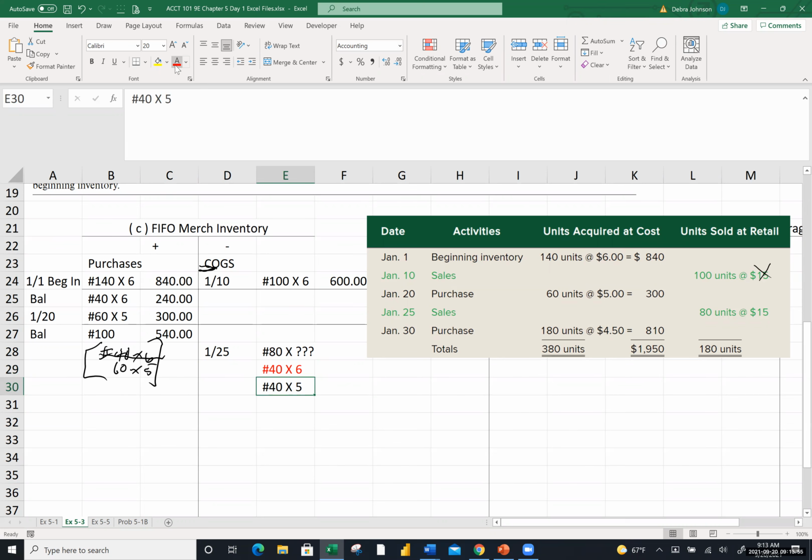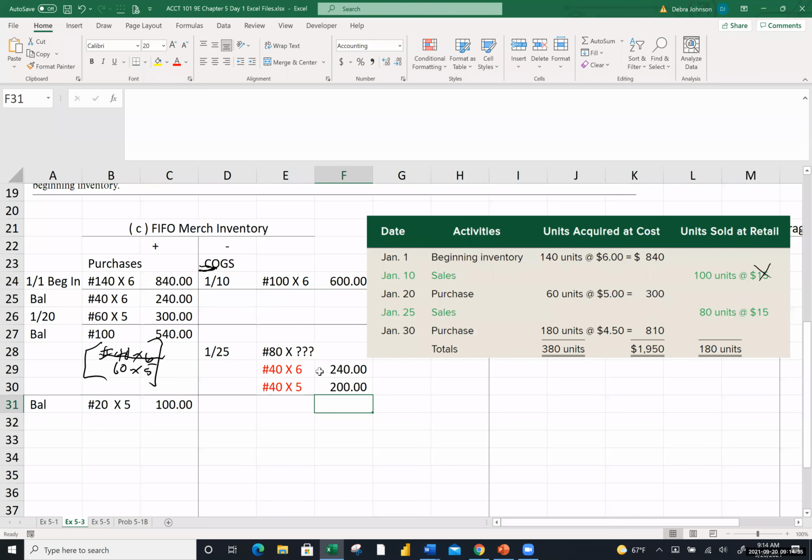Okay, so before I even do that math, I'm going to go over here and put in this last T account balance right now. So I had 100, I sold 80. That means I have 20 left. And those 20 left are going to be at that $5, that part of the bucket that we haven't used yet. So it's $100, but let me go back over here now and fill in this cost of goods sold. The 40 at 6 would be cost of goods sold at 240, and the 40 at 5 would be cost of goods sold of 200.